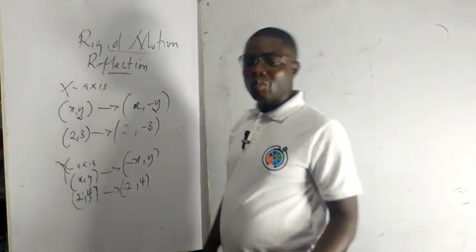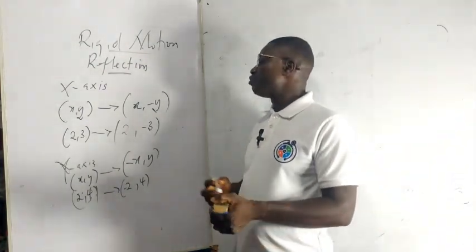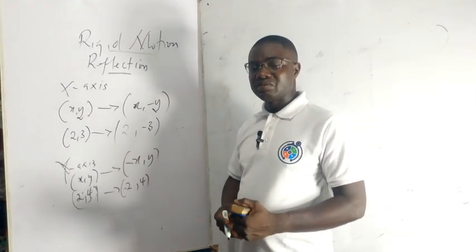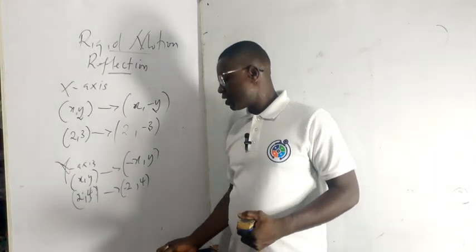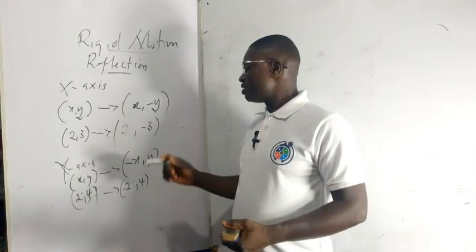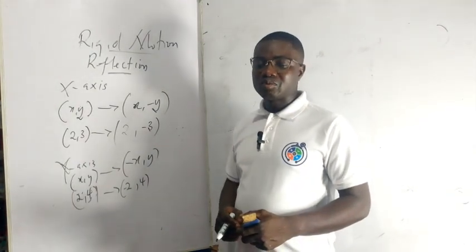What is the conclusion? This means that if you are to reflect a point on the x-axis, the y takes the negative. And if you reflect the coordinate on the y-axis, the x takes the negative. So that is the conclusion.